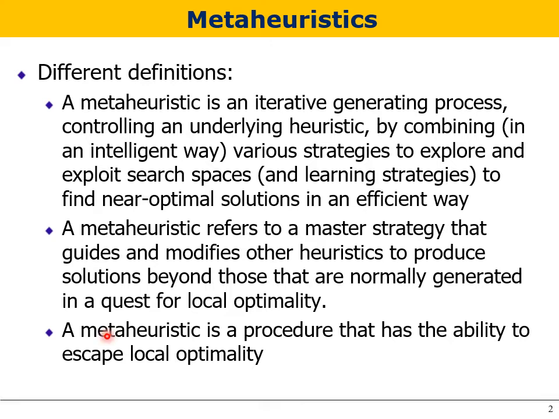Another definition: a metaheuristic is a procedure that has the ability to escape from local optimality. But still there is no guarantee of global optimality. It means that the best thing you can say at the end of a metaheuristic algorithm is that the result is still a local optimum solution. We also said that one disadvantage of local search algorithms is that they stop at a local optimum solution. And in metaheuristic algorithms, we try to avoid these local optimum solutions to find better solutions.